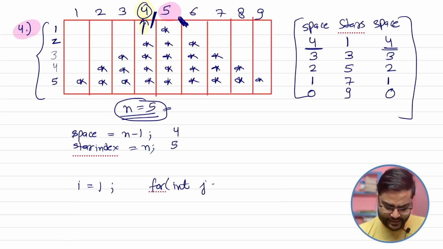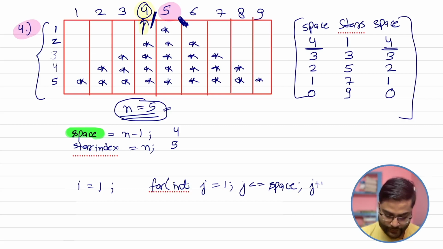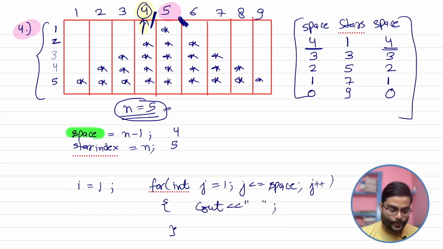Let's take it as j, and let's start from 1. You can start from 0 as well. And till when will it run? It will run till our space, so j plus plus. This will print our spaces on the first line.